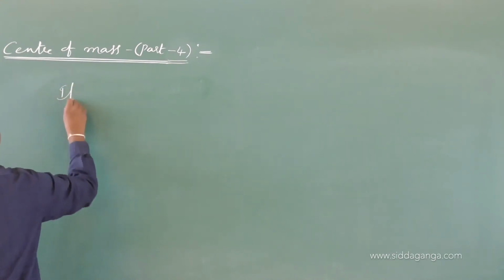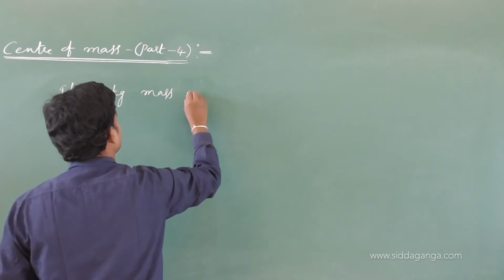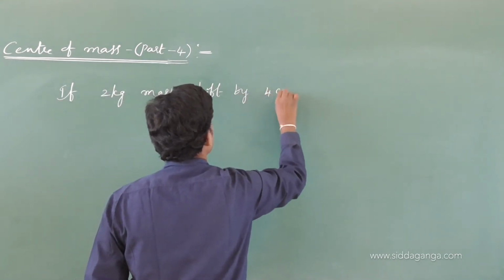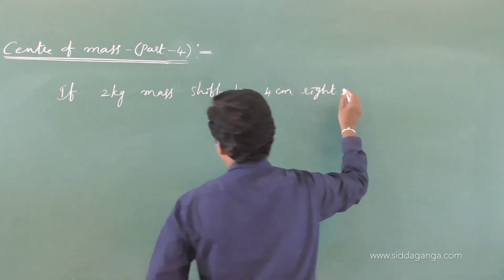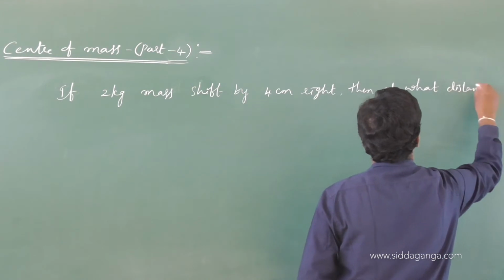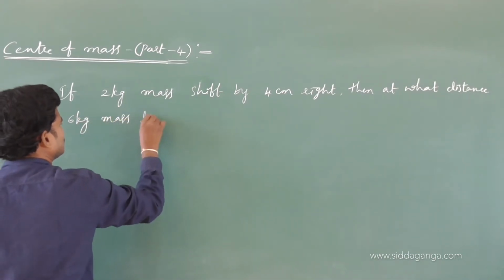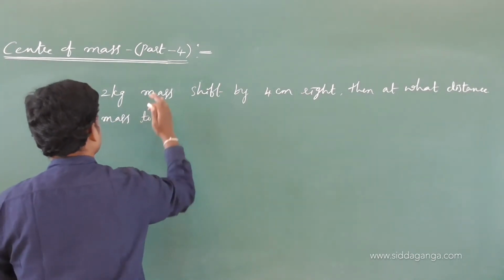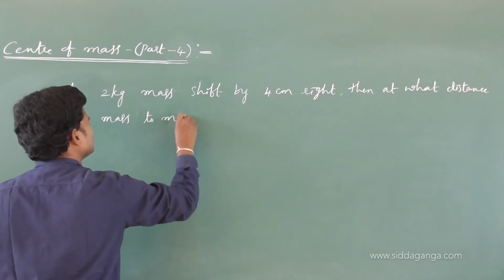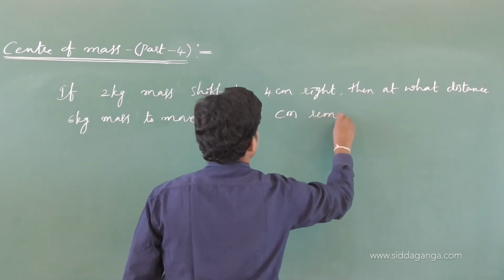They have given like this: if 2 kg mass is shifted by 4 centimeter right, then at what distance should the 6 kg mass be shifted so that the center of mass of the system remains constant.